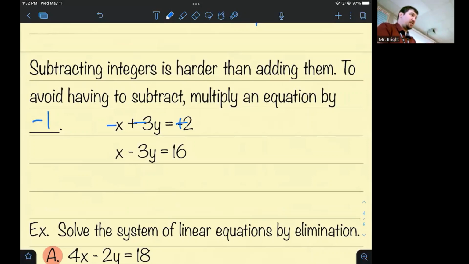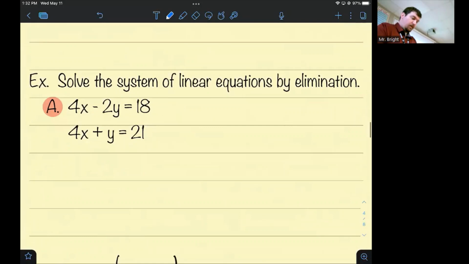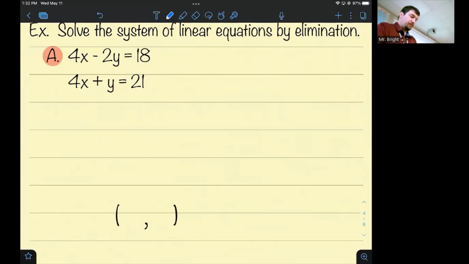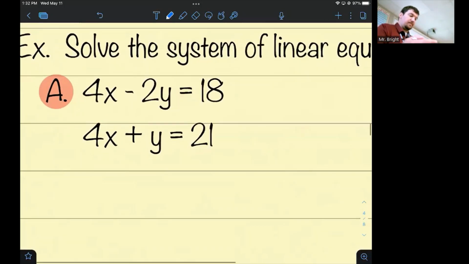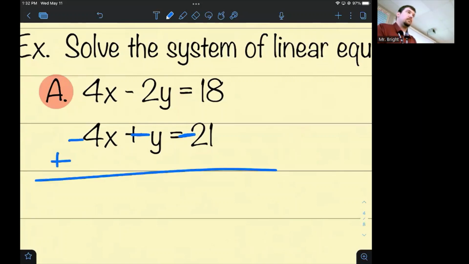In fact, that's actually going to be really important for this one here. You could use subtraction to eliminate your x's, or you could times the bottom equation by a negative to make it -4y, -y, and -21. And then you can just add those together. That way I don't have to subtract. 4 plus -4?